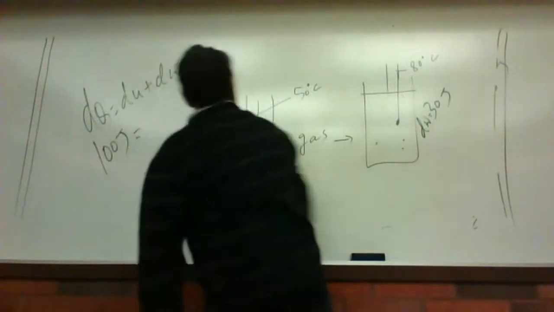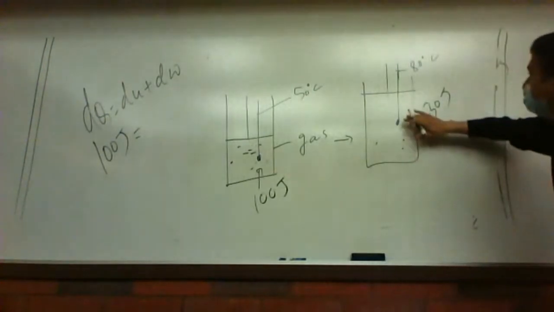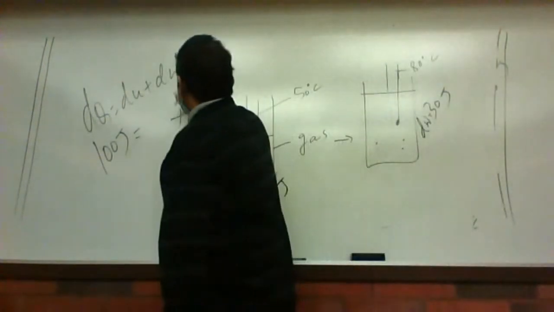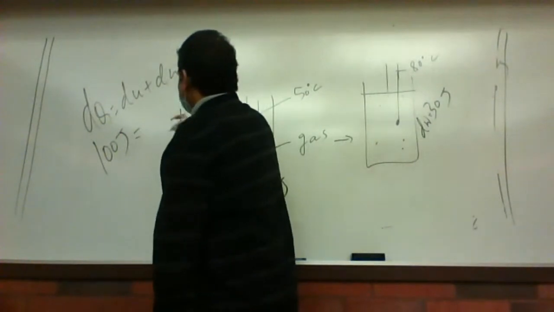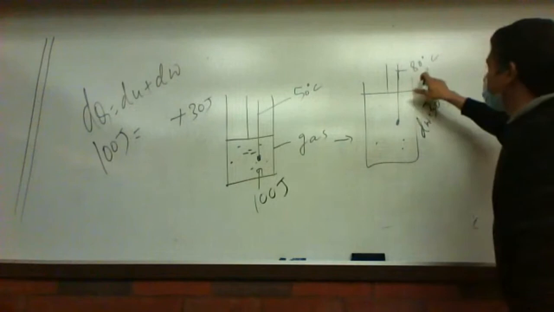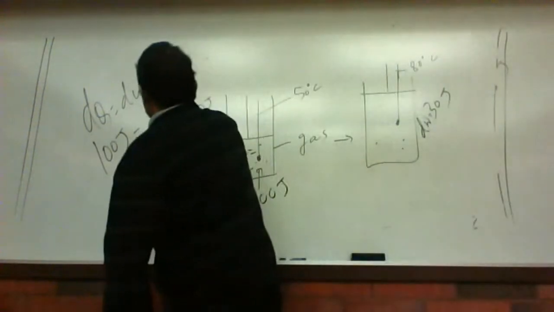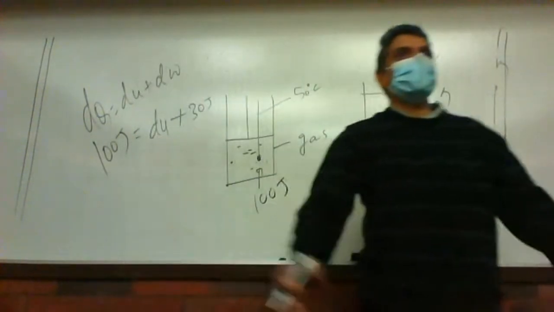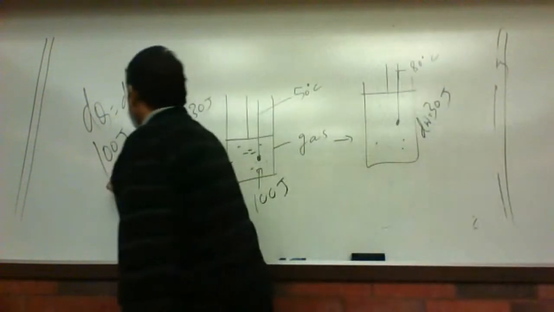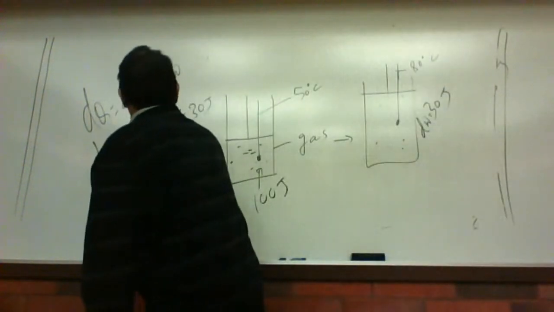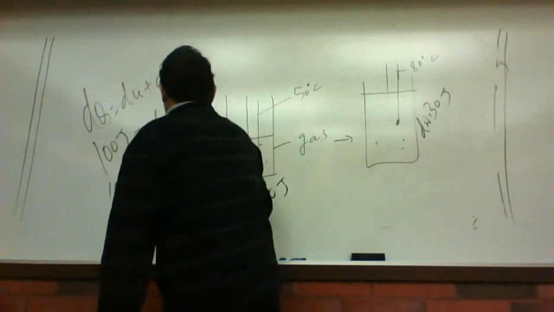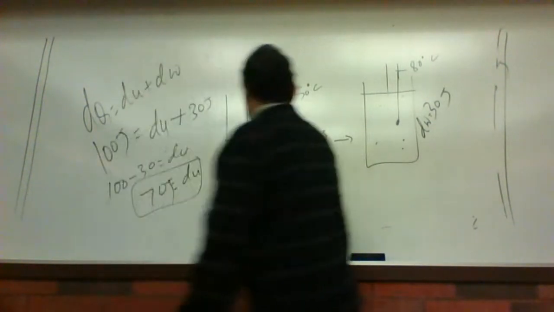It absorbs 100 joule. And how much heat energy did it use to push the piston up? 30 joule. So this is 30 joule. Now, how much heat energy did it use to increase the temperature from 50 to 80? So dU. I don't know dU, so I want to calculate that one. Make sense? Now I take this number this way. 100 minus 30 is equal to dU. So dU is 70 joule of heat energy.